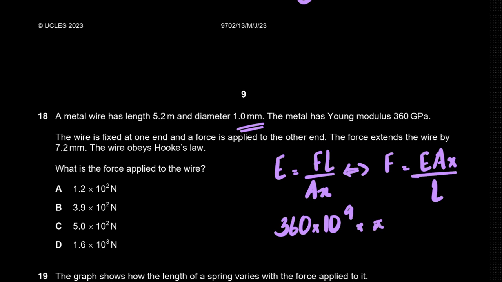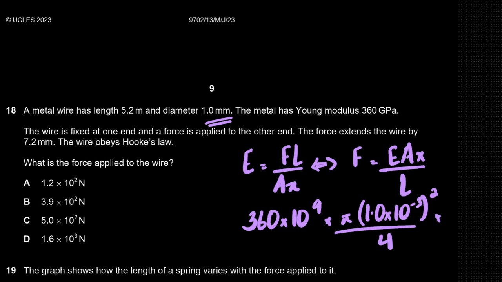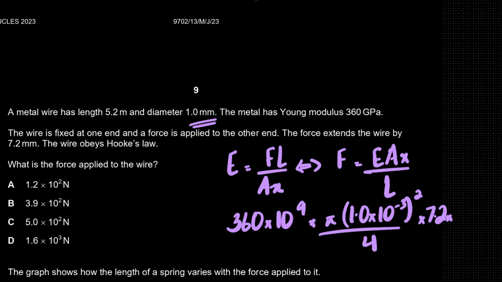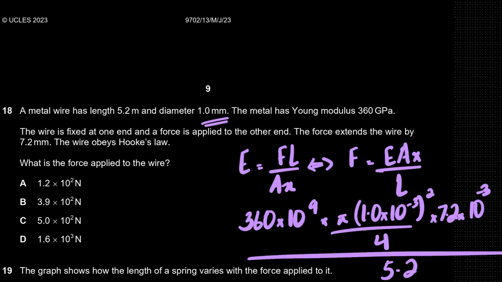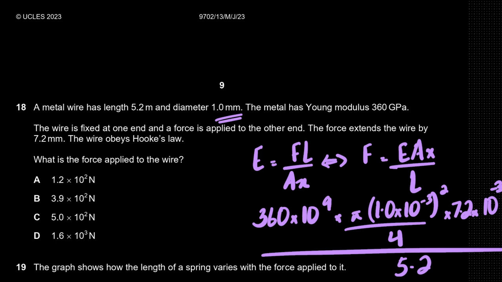So the area is pi d squared over 4, with d as 1.0 into 10 to the negative 3. And the extension was 7.2 mm, so times 7.2 into 10 to the negative 3 as well. And then divided by the length, which is 5.2. Right? So you just plug all of this into the calculator and the answer you get is 3.9 into 10 to the 2. So option B.